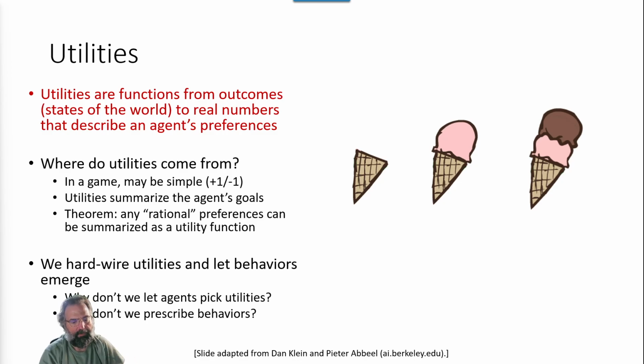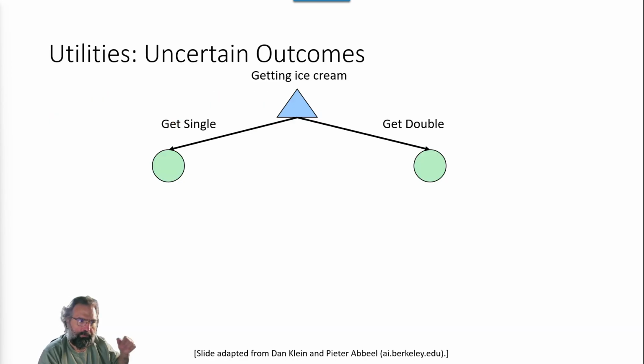Why would you not let an agent pick the utilities? They may not know what's important to you. But we may not want to tell them what to do, because we may want them to figure it out. They may be able to come up with some approaches that are better than what we have in mind.